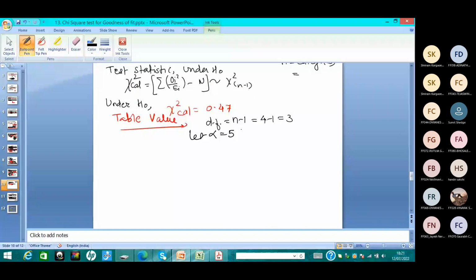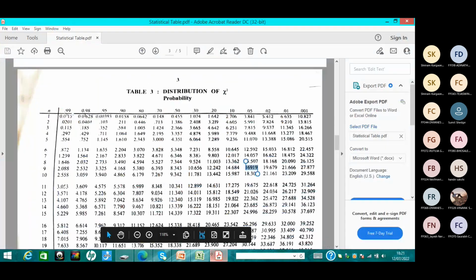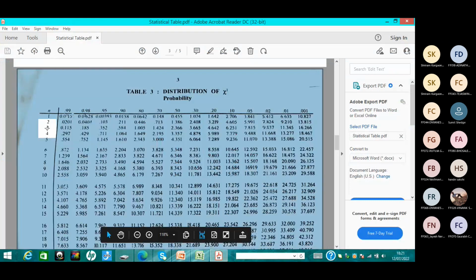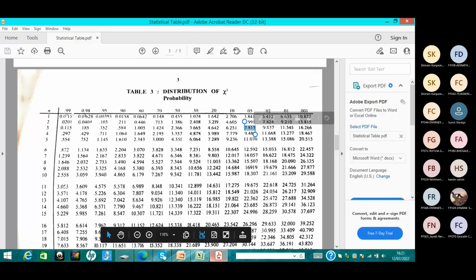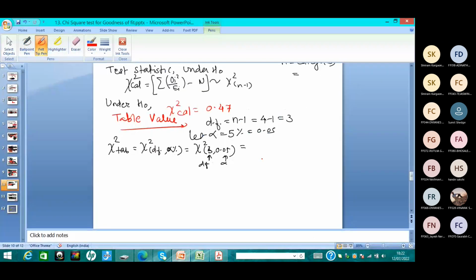So your table value, chi square table value, or in standard language you call it critical value, depends on degrees of freedom and alpha percent level of significance. The standard way of writing is 0.05, 3, where 3 means degrees of freedom. First value is degrees of freedom and next value is alpha. Okay, so let's check the table. Degrees of freedom is 3, and alpha is 0.05. So it is 7.815. Can you see that value? 7.815. Okay. So table value is 7.815. So let's call it 1.